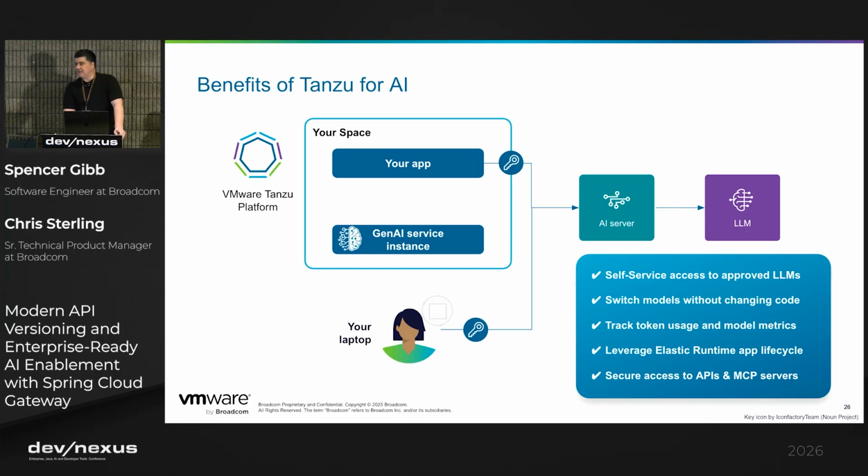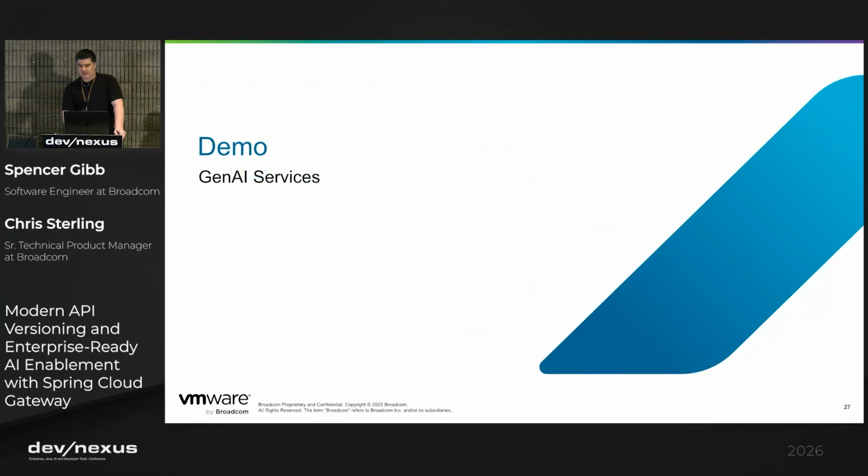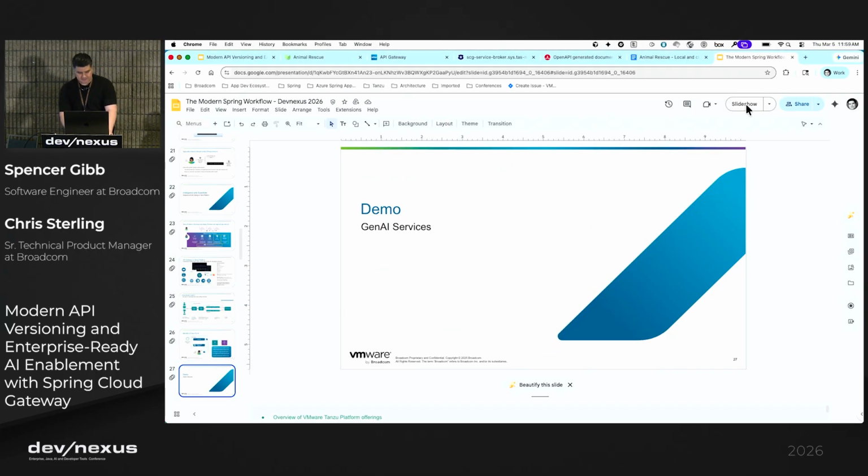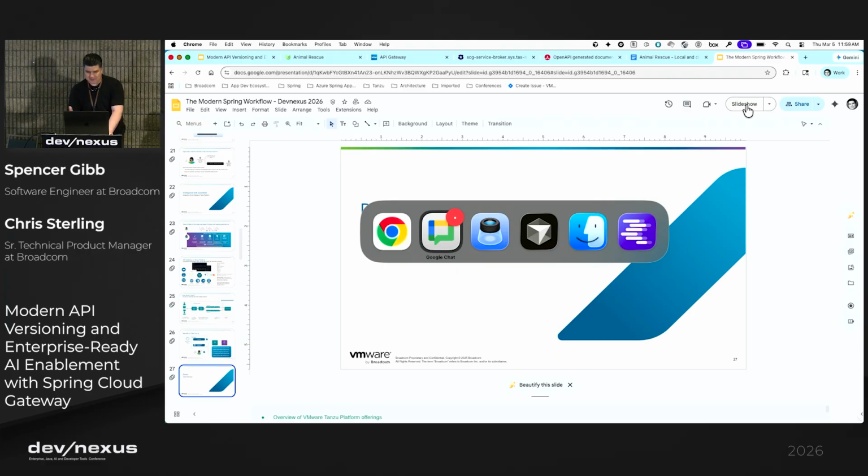The GenAI service is something that we provide out of the box, so I can have any number of models, say here's the plan that represents GPT OSS versus, I don't know, Ollama or whatever it might be. And I can expose that to my app as an OpenAI compatible API. So let's go ahead and do a demo really quick where I show off the API versioning and the models.